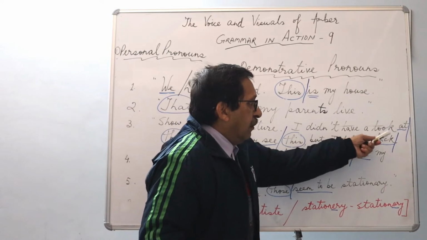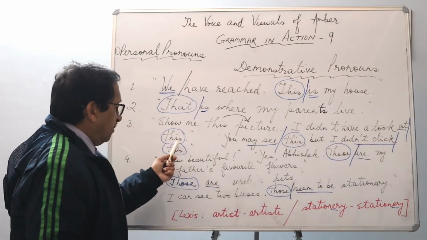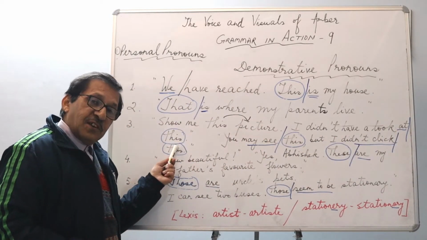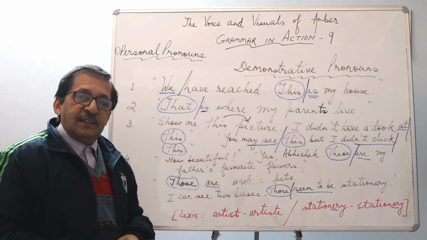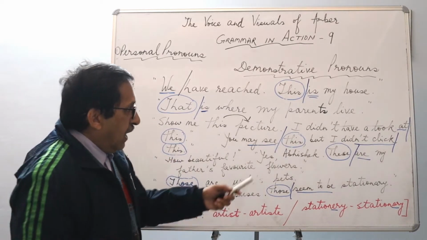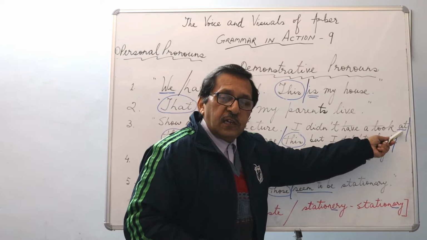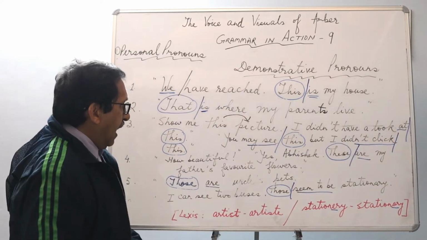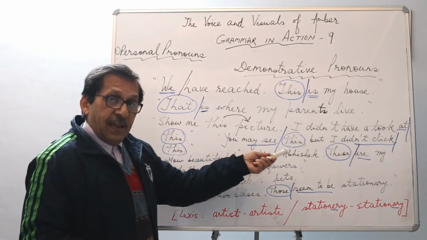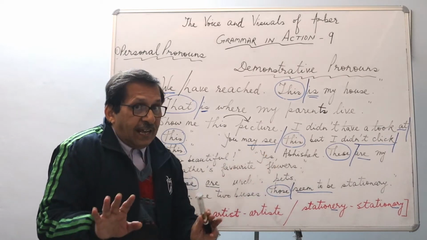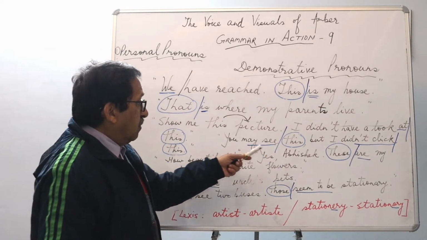So I didn't have a look at what? At this. So this over here, therefore, is the demonstrative pronoun acting as the object of the preposition at. You may see this, but I didn't click this. So you may see this.